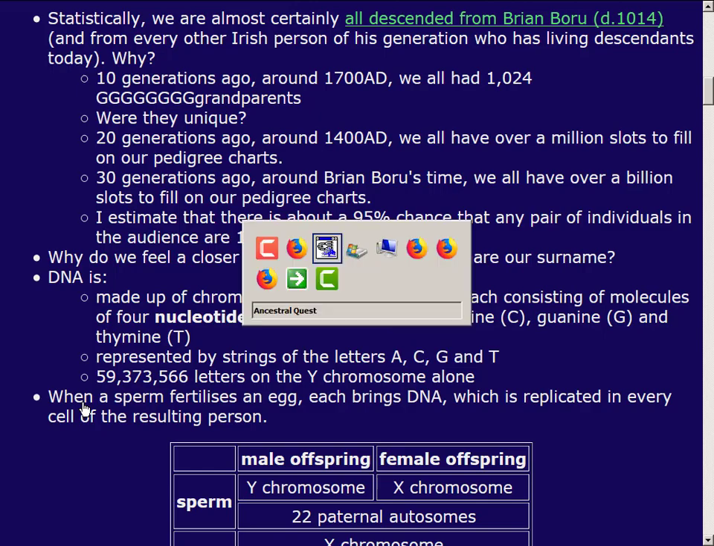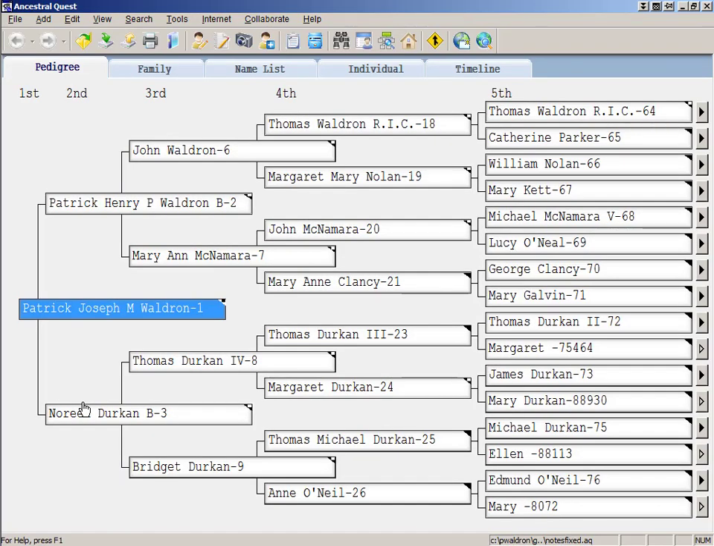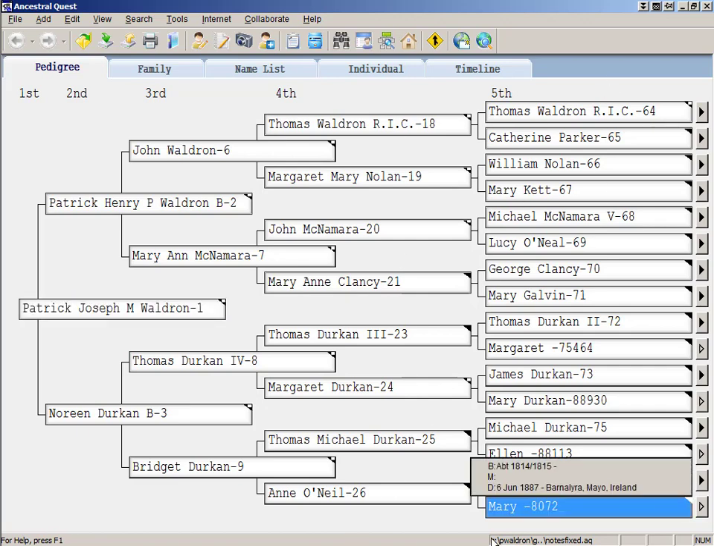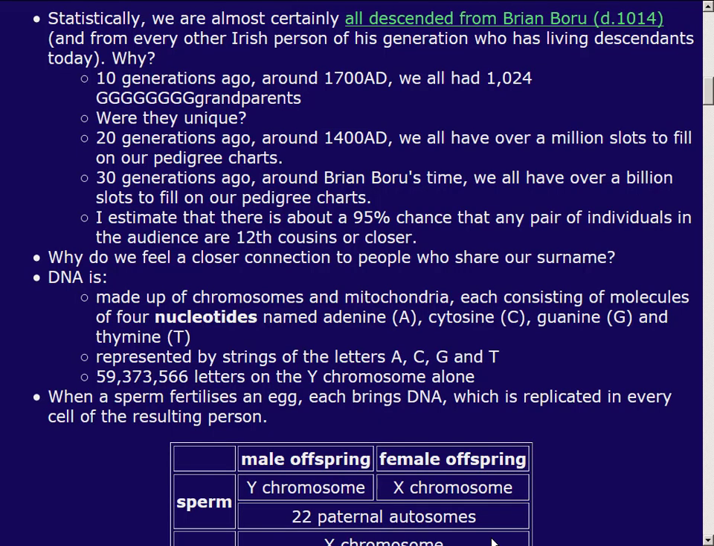If you look at my pedigree chart, which I have here, I have two parents, I have four grandparents, I have eight great-grandparents, I have 16 great-great-grandparents, 32, 64, and so on. When you go back 10 generations, there's 1,024 people on your pedigree. That's about 300 years, back around 1700 AD.